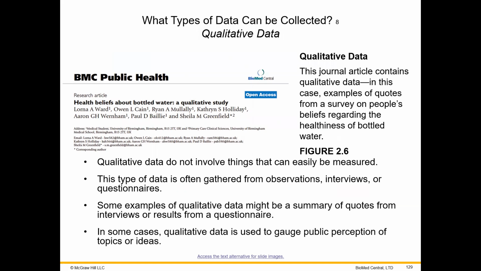Now, qualitative data does not involve things that can be easily measured, and it's data often gathered from observations, interviews, or questionnaires. It's usually text-based data. You see it a lot in sociological studies. What you're looking at in this example in figure 2.6 is qualitative data. In this case, examples of quotes from a survey on people's beliefs regarding the healthiness of bottled water, right?